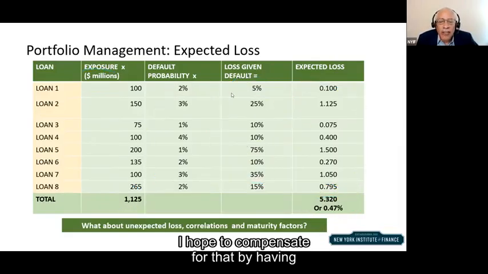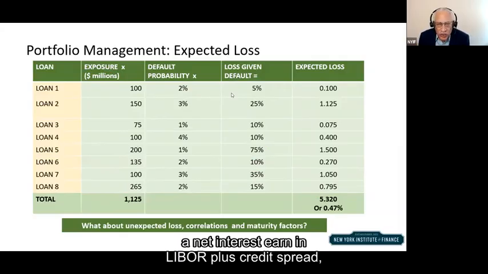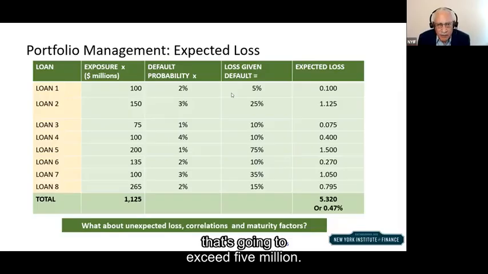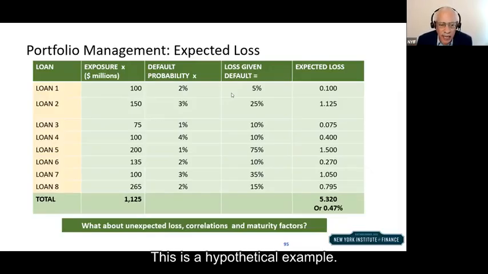And I hope to compensate for that by having a net interest earned, a LIBOR plus credit spread, that's going to exceed 5 million. I want to make sure that when I price these loans, in each case, my credit spread is going to be higher than 5 million. Or more specifically, my credit spread is going to be higher than 47 basis points. So this is a hypothetical example. It's a very, very typical example of how a portfolio is measured.